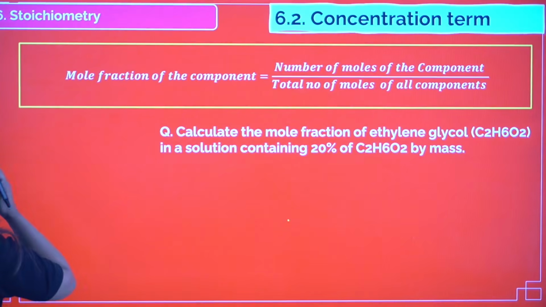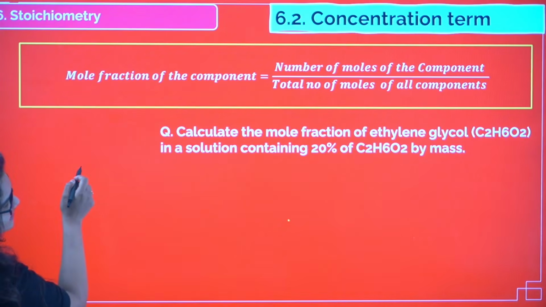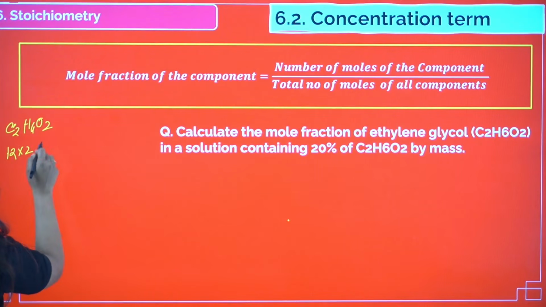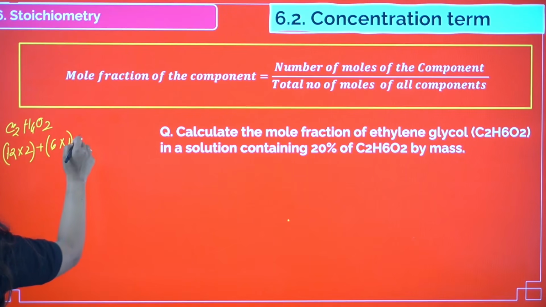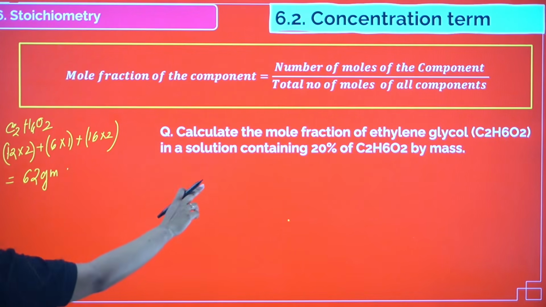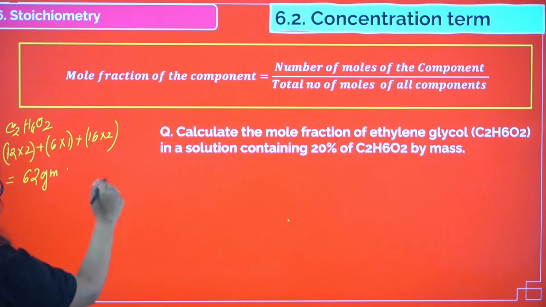Okay, so I'm having C2H6O2. C2H6O2 means 12 into 2 plus 6 into 1 plus 16 into 2, right? If I calculate 24 plus 6 plus 32, 62 I guess. Okay, 62 gram. Now what we have to do, mass percentage means 20% they told. 20% means 20 gram is given, right?